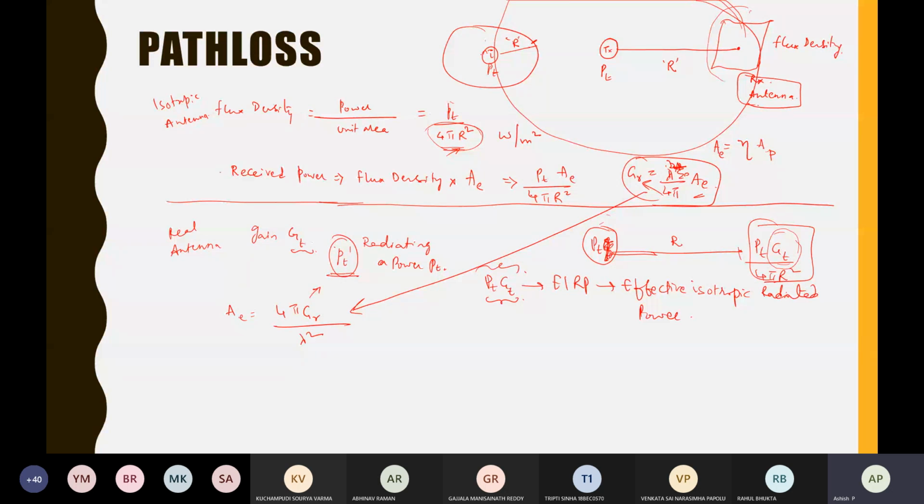Once you get this, the received power PR is equal to the received power flux density into AE. Now we get PT GT into AE by 4 pi r square, with AE as above. I think somewhere something has gone wrong. Anyway, we will derive this in the next class.